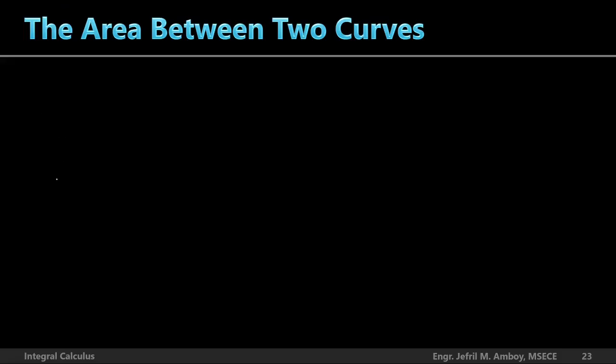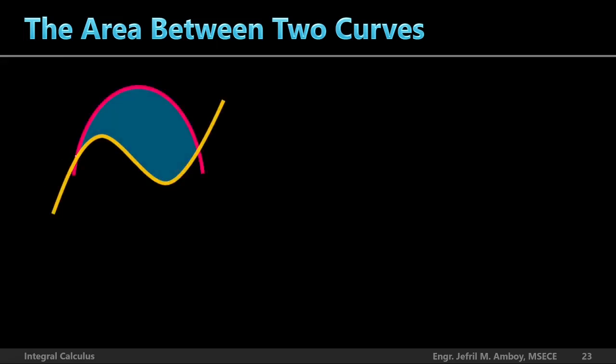For example, we are given the graph of two functions, and in between them, there is a closed region, kagaya nito. Here, we have the pink curve, and here, we have another curve, the yellow curve. And we see that between these two curves, there is a closed region formed. Gusto nating malaman ano ang area ng closed region na ito that is shaded in dark blue-green. Now, ang gusto nating gawin is to calculate the area of the closed region that is formed between the two curves. That region is colored in dark blue-green here, as you can see.